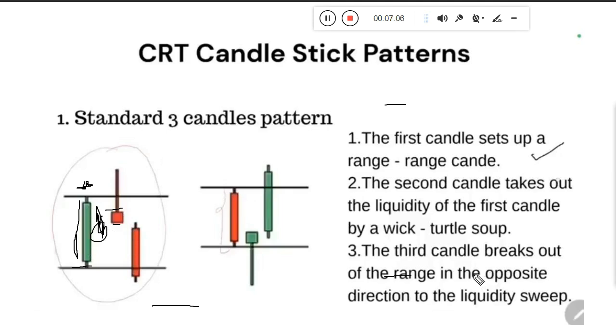And then you have the third candle. The third candle now breaks out of the range in the opposite direction. You can see that the first candle sets up the range, the second candle takes out the liquidity of the buy that we have in this first candle, and then this third candle breaks out of the range.